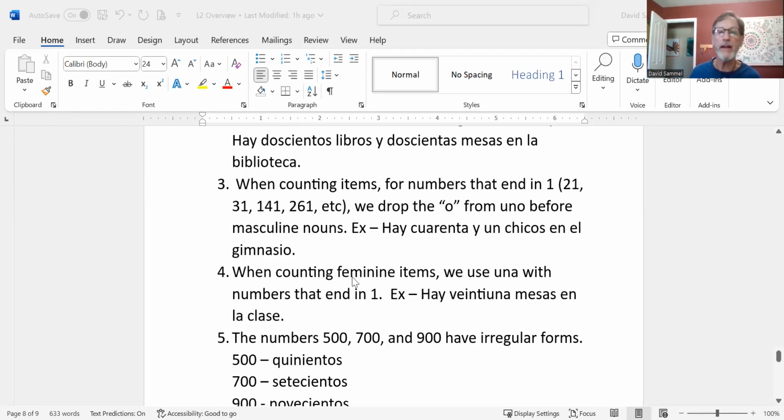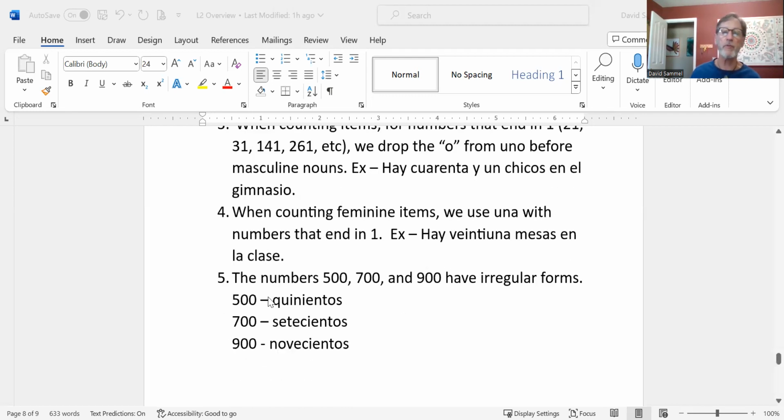Number 4, when counting feminine items, we use una with numbers that end in 1. For example, hay veintiuna mesas. Now we don't make it plural, it's just 21 tables en la clase. Okay, just throwing that out there.